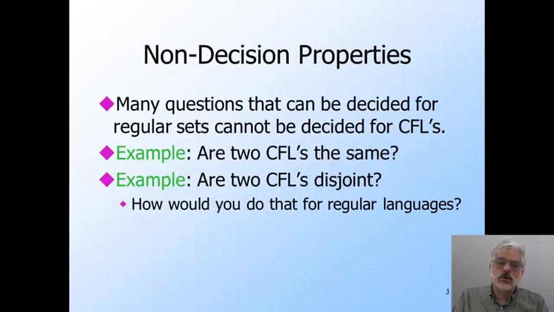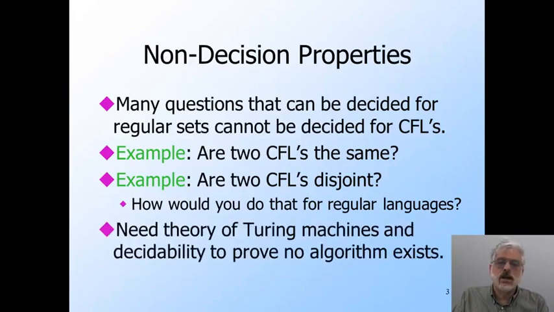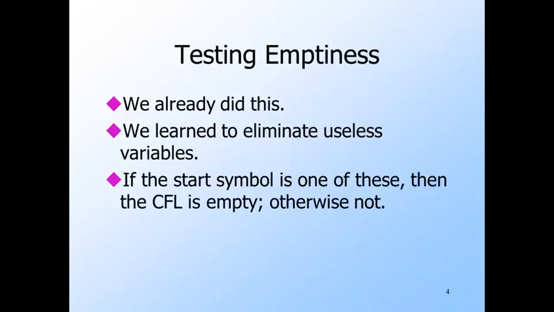We showed regular languages are closed under intersection using the product automaton trick. We also showed that you can tell whether the language of an automaton is empty. These two ideas together give you an algorithm to test whether two regular languages are disjoint. At this point, we have no way to prove that no algorithm for a task exists. That is the job of the theory of Turing machines and decidability, and that will be the next big topic that we address.